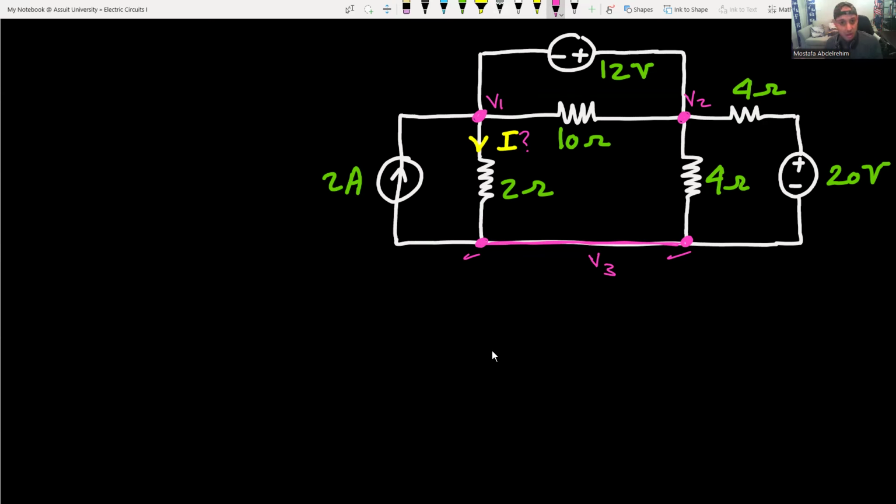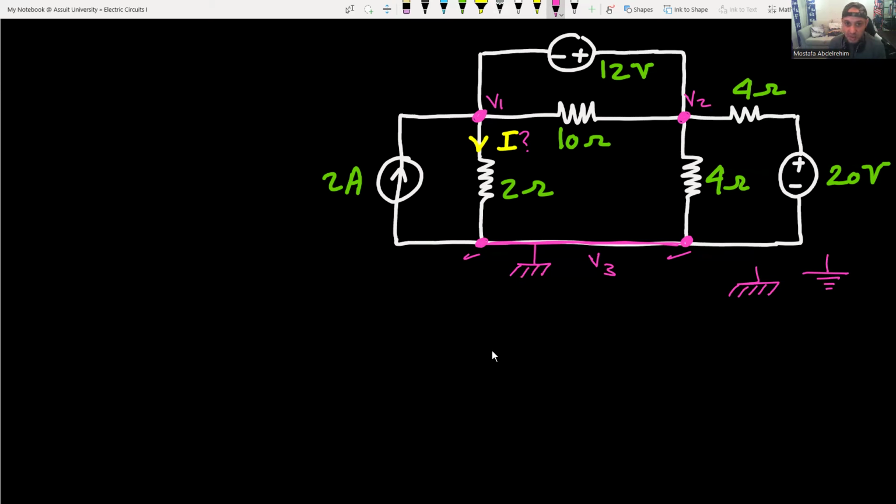Usually we use the node at the bottom as the ground. You can choose V1, you can choose V2, but usually we choose V3, which is at the bottom of the circuit. So we're gonna choose V3 as the ground here. Some people draw the ground symbol like that, some people draw it like that. Both are the same. Second step done.